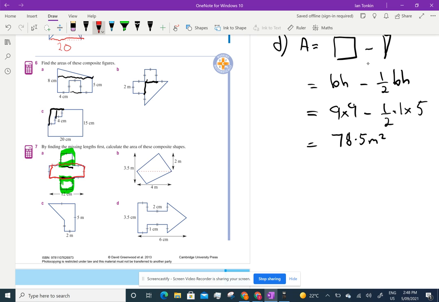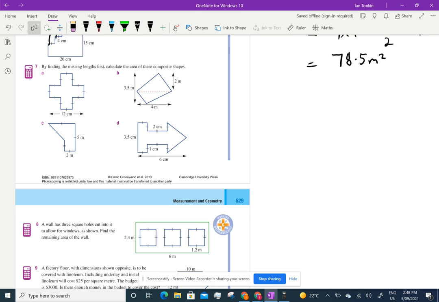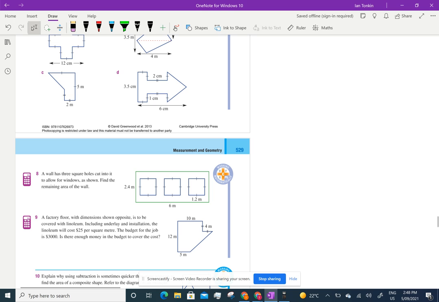Number 7B, it looks really difficult, but it's not. You just got a triangle there and a triangle there. It's really easy. And you add them together. So you can see how you would go doing those ones if you want to have a challenge. Good luck.